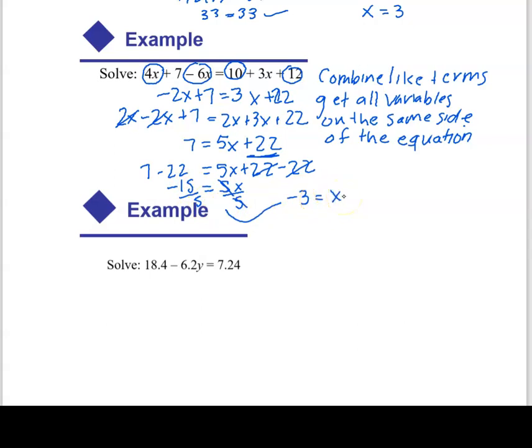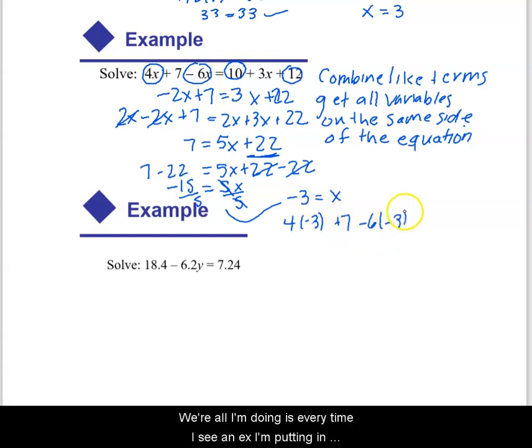Okay. And we could plug it up and check. We could plug in that negative 3 every time we see an x, and we could check and make sure that we are correct if we want to. Let's just go ahead and do that. Never a bad idea to check your work. So all I'm doing is every time I see an x, I'm putting in the negative 3 that I got, just to make sure that I got the answer right.